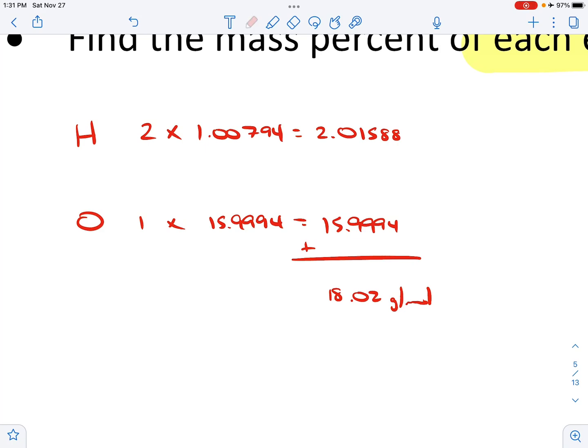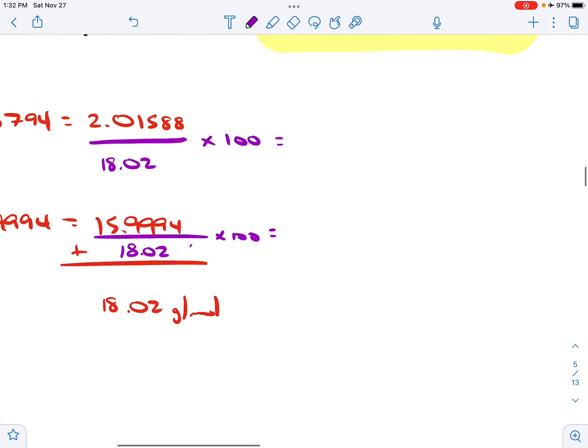Here's our step today. The only thing we're going to change is we're now going to take the element's total mass, divide by the 18.02, and then multiply by 100. That'll tell us what part of the whole we have. So 2.01588 divided by 18.02 and then times 100. We're going to get a fairly small percent, which makes sense. 11.19% is hydrogen, which makes sense because only 2 grams of that 18.